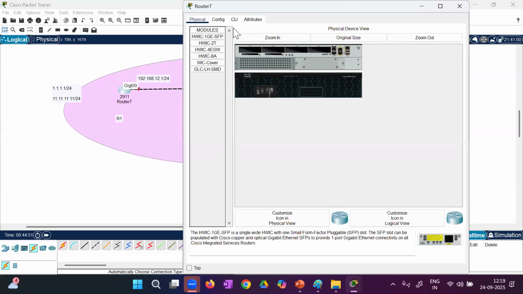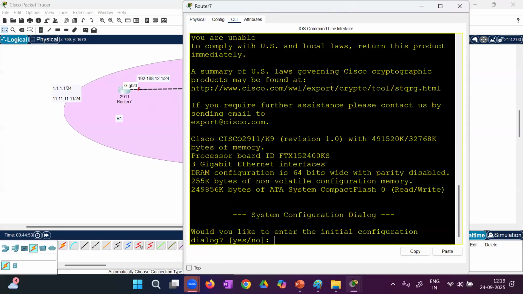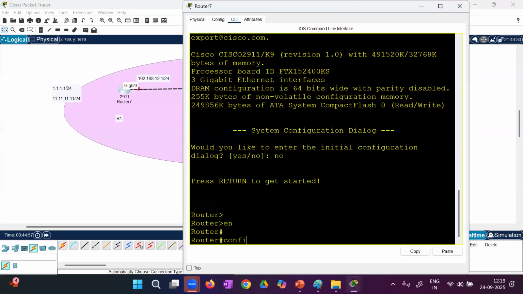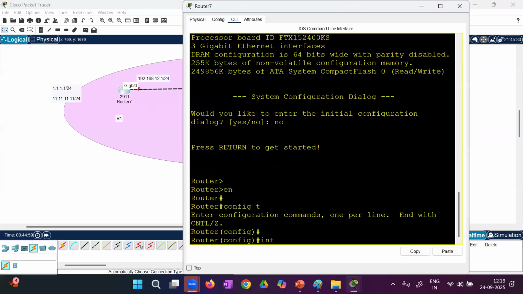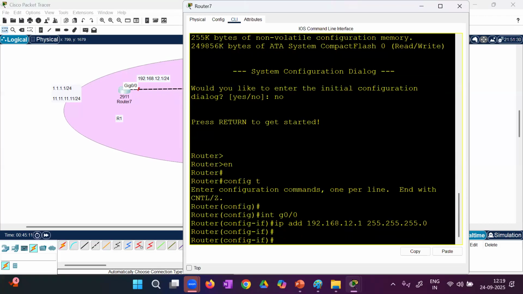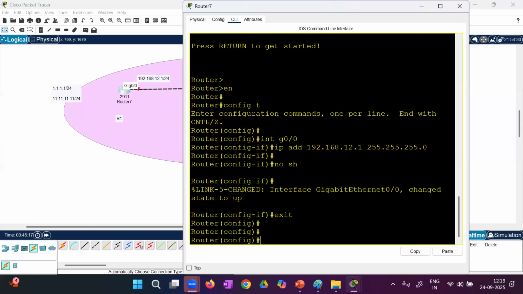Come to this router CLI. Interface G0/0. IP address is 192.168.12.1, 255.255.255.0. Then no shut. Give exit.